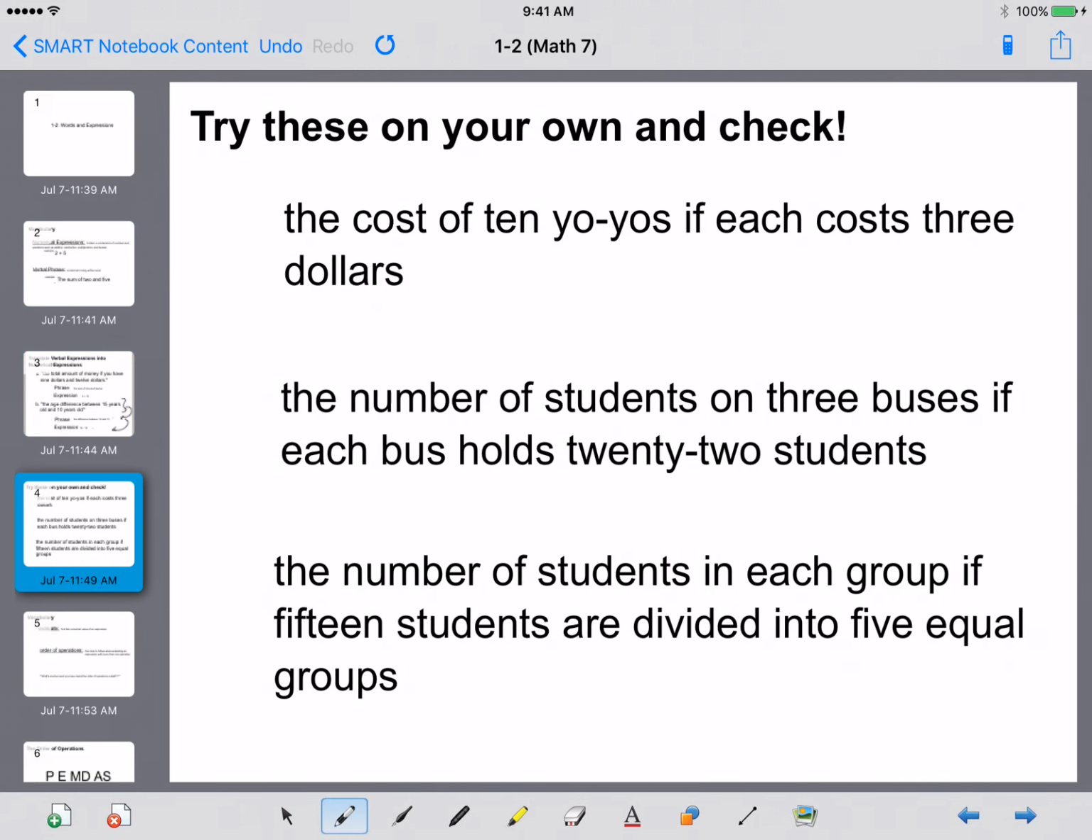I want you to pause the video here and try these on your own. And then you can check back in and compare it with what I had.